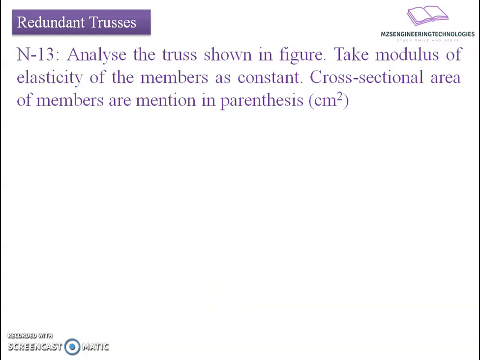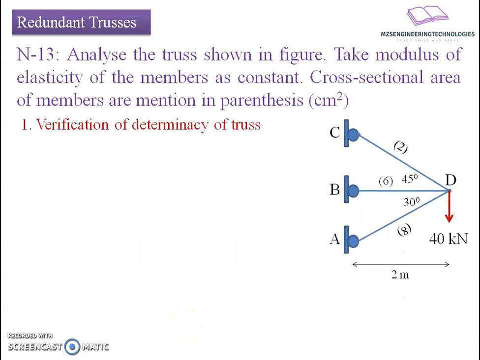Today we'll deal with numerical number 13, which has a statement: analyze the truss shown in figure. Take modulus of elasticity of the members as constant. Cross-sectional areas of the members are given in parentheses, in centimeter square.